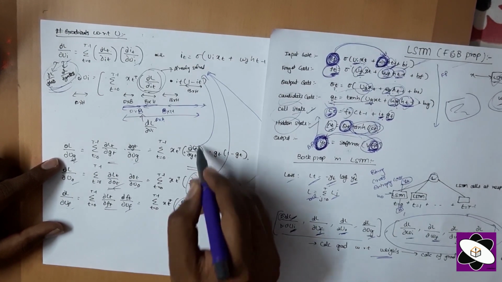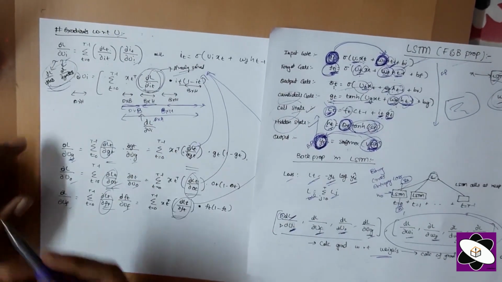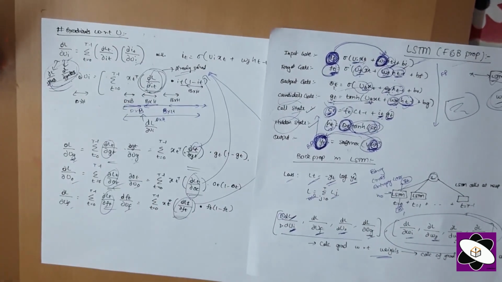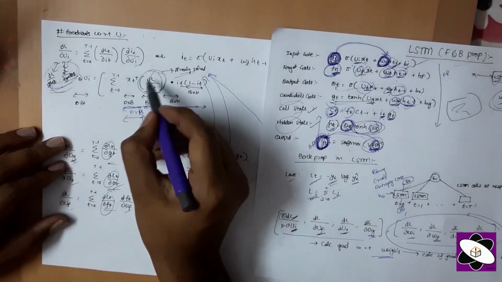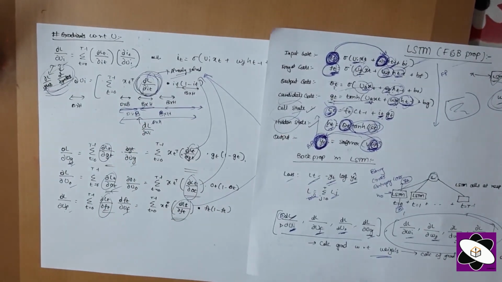And again, whatever we have over here, these things we have already solved. That's what we are talking about, states and gates. First we need to solve them so that it will be easy for us. We need not recalculate how we have solved this. For example, dL/di_t, how we have solved that.